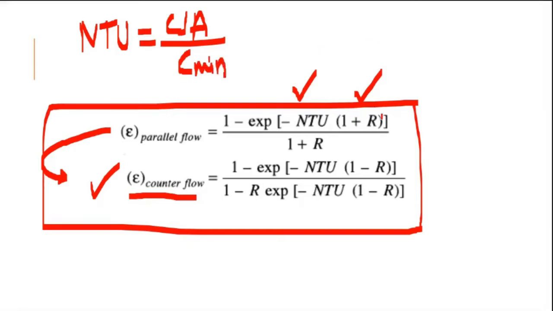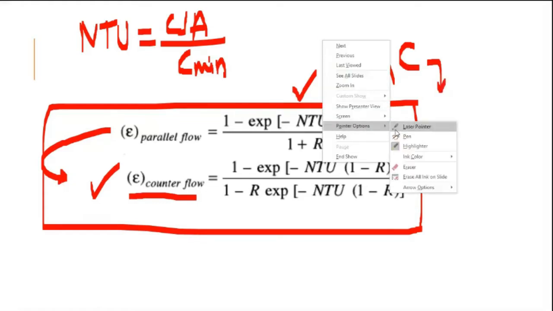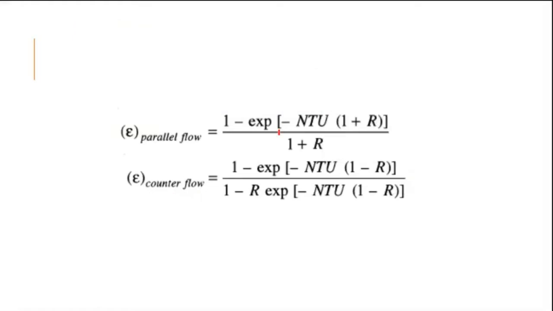Can anyone tell me what this R is called? What is this R value? It is capital C or it is R. In some books, you will see it as capital C; in some books, it will be R. So what is this R called? You remember the relation, yes or no? Capacity ratio. Good. R is called the capacity ratio.